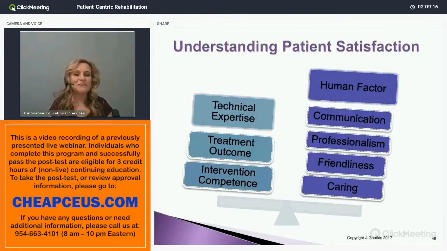And the high ones, one of the things they said is that they didn't talk to me like I'm ignorant. They explained why they were doing things. They explained what they're doing. Some of them said they were just enjoyable to be around, so they liked coming to therapy more.